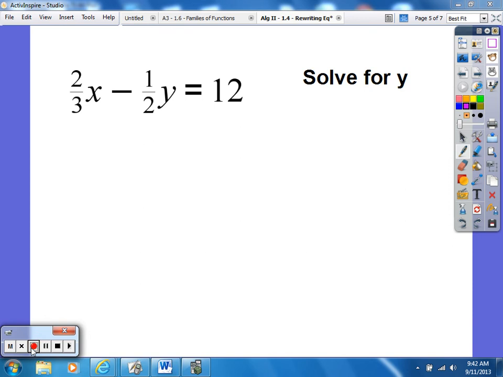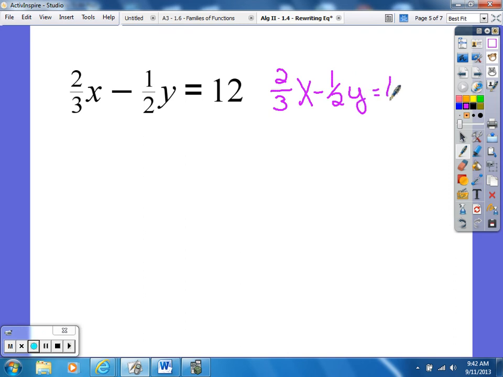All right, so I had you guys try this problem on your own, and I walked around to see how you did. And it's interesting, because you did very well. But depending on how you decided to actually do the problem, I'm actually going to do it two different ways, to prove to you it can be done two different ways. So 2/3 x minus 1/2 y equals 12.